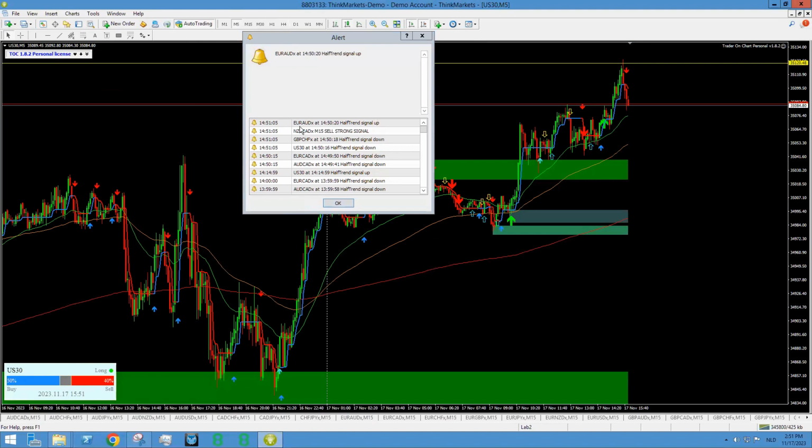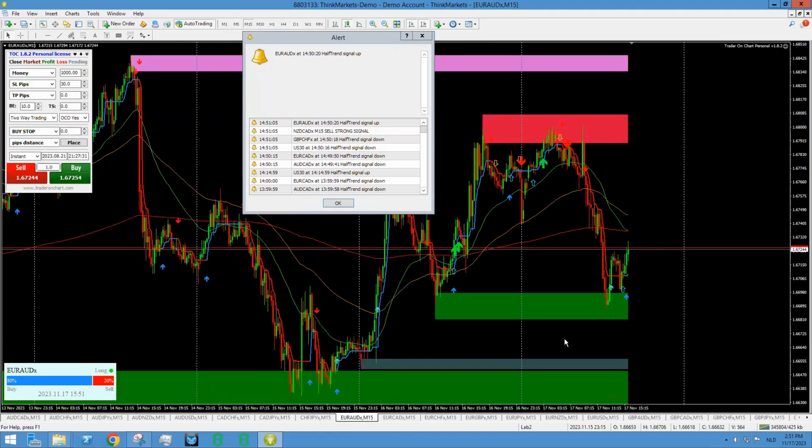So basically now you get the notification: Euro AUD half trend up. Then you go to Euro AUD. I see half trend is up, but the lines are flat and the sequence is wrong. So you just stay out. You just wait for the next alarm.